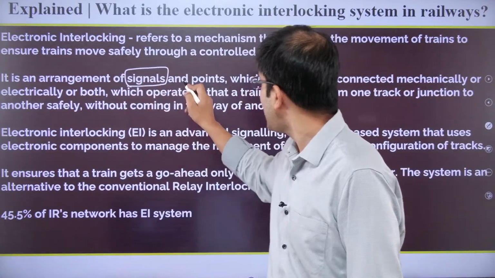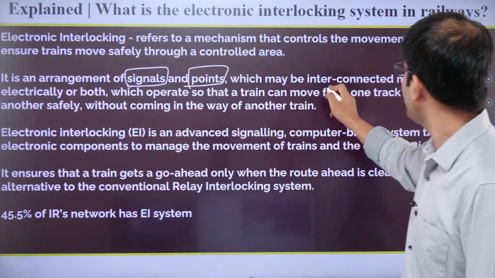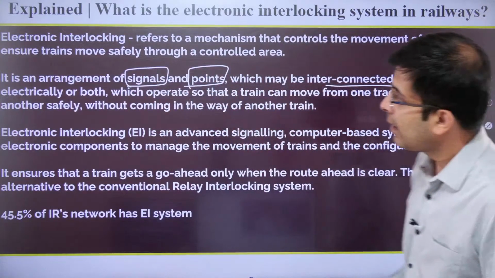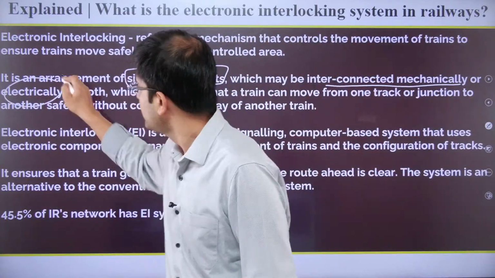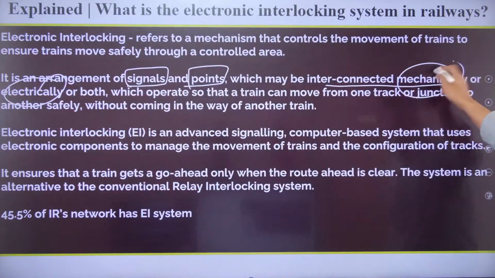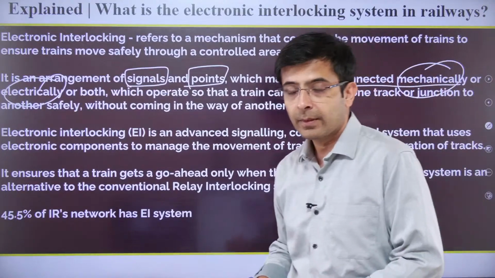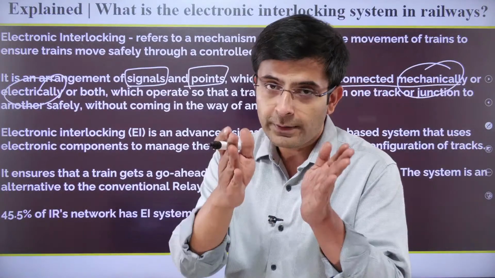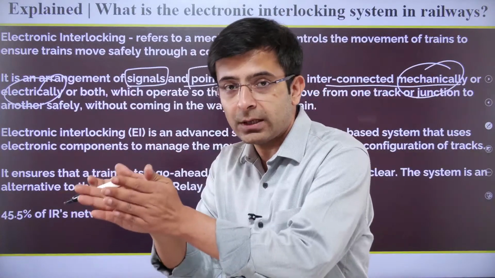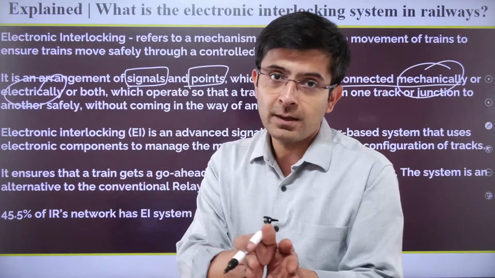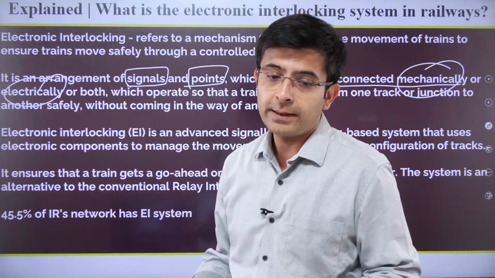Arrangement of signals and points which may be interconnected mechanically or electrically. Both ways. You have mechanical points also that will make sure that a particular track merges into the other one, connects to the loop line, or it doesn't. Or it can be done through the electronic system also.